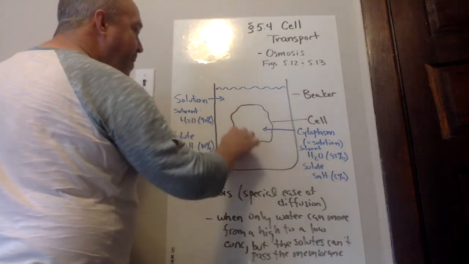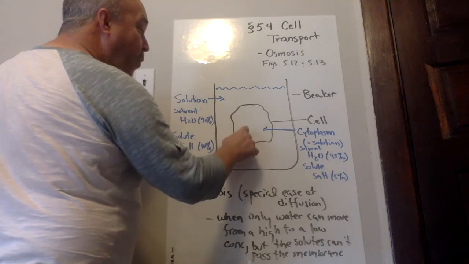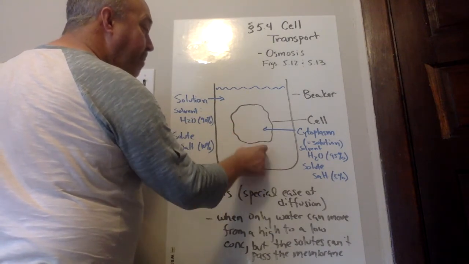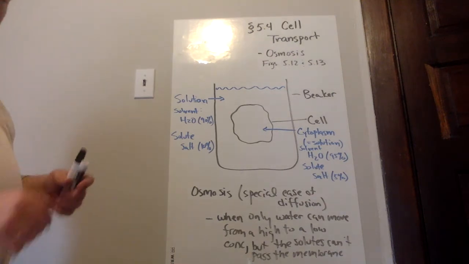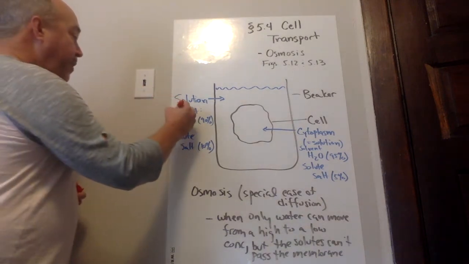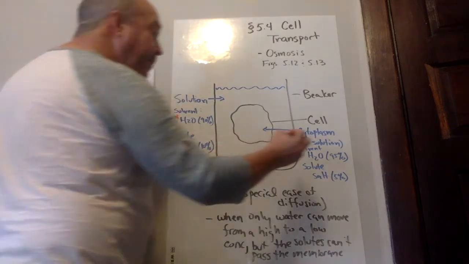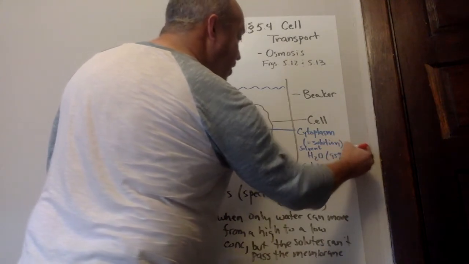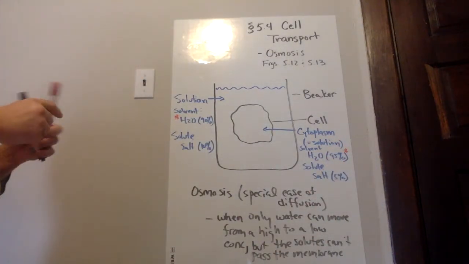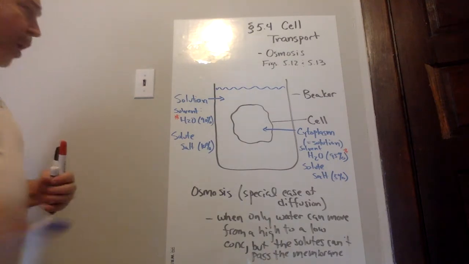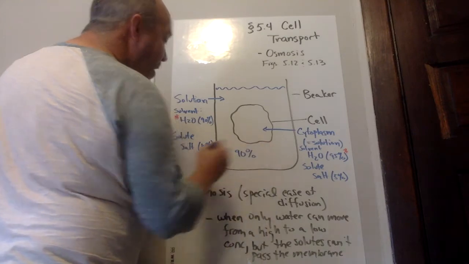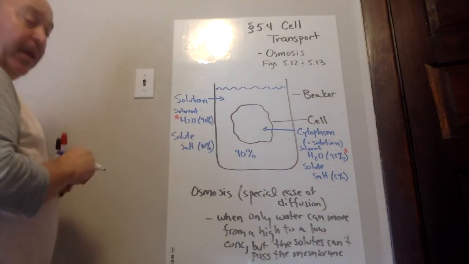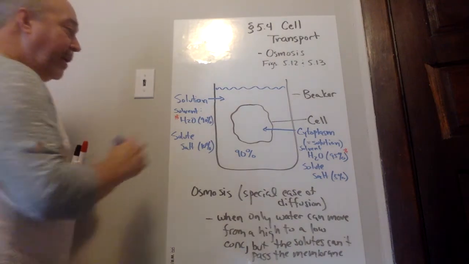So your cell is surrounded by a membrane. But in this case, only water can move in or out based on the solvent concentration, on the water concentration. So in this case, you only care about and only know what's going to happen by looking at the percentages of water. In the solution surrounding the cell, this is 90% water, and the other 10% is salt. Solutions have to add up to 100%.